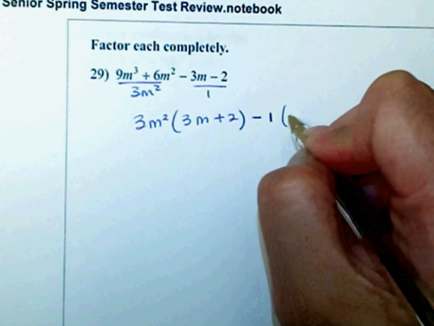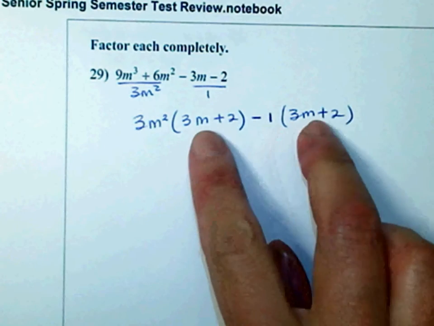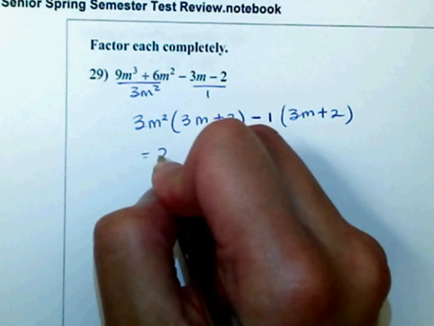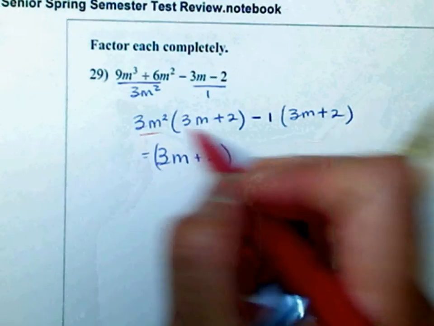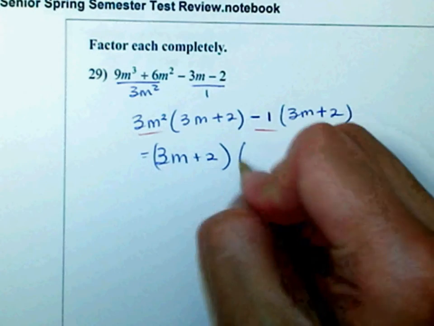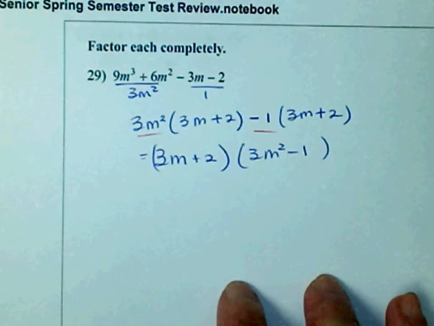Do you see how these two are alike? We write them as 1. Do you see how these two are the leftovers? Put them together. 3m squared minus 1. Can you simplify that anymore? Nope, so there's your final answer for that one. Okay.